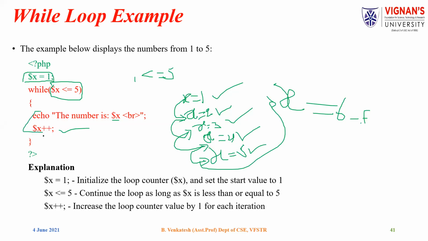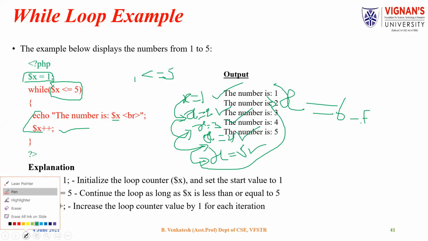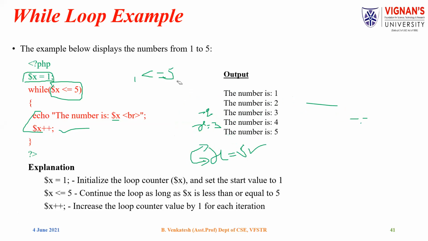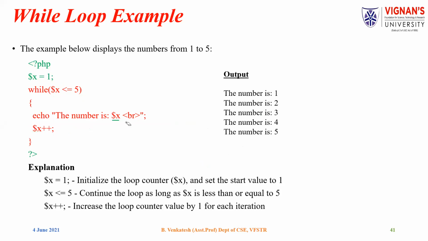Now the condition is false, so this statement is not going to be executed. So the output of this particular statement is this: the number is 1, 2, 3, 4, 5. If you observe, the number 6 is not printed. Why? Because when x equal to 6, the condition is not true, it is false, so the loop is exited.